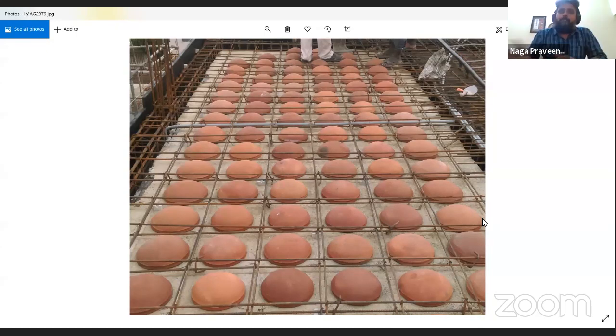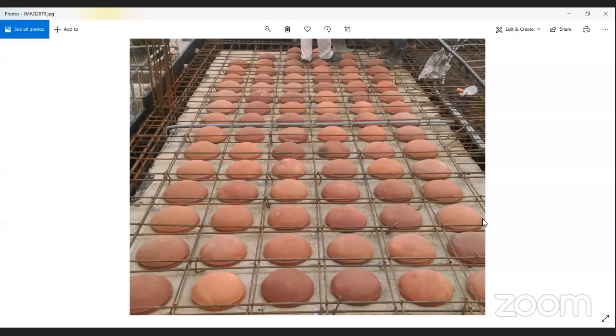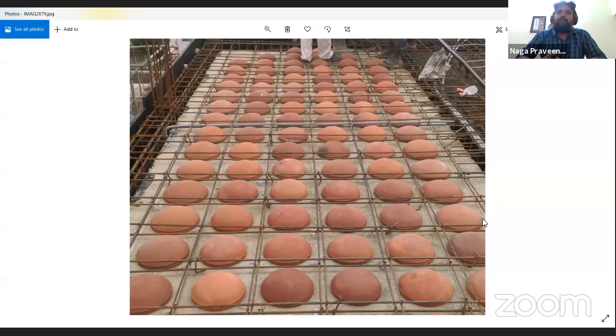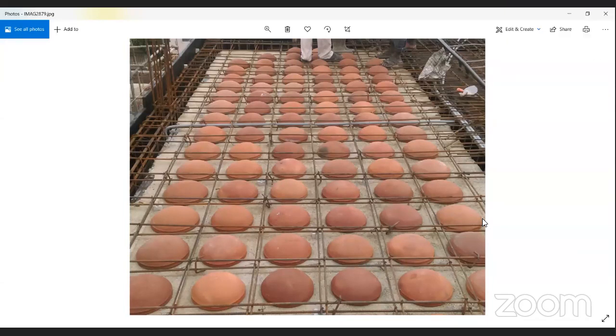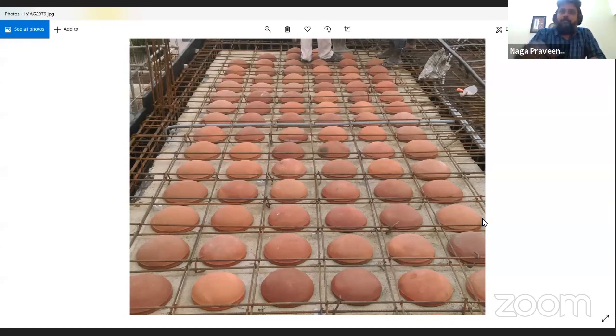All these pots are sourced from the local Kumbar Basti. These are all customized. There's a certain standard length that you want, or you want the pots to have a certain feature. In terms of strength and maintenance, there's absolutely no added cost. Everything remains the same. It cuts down the amount of concrete per pot.